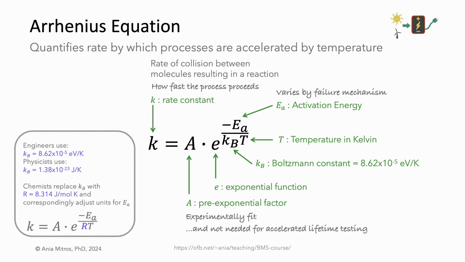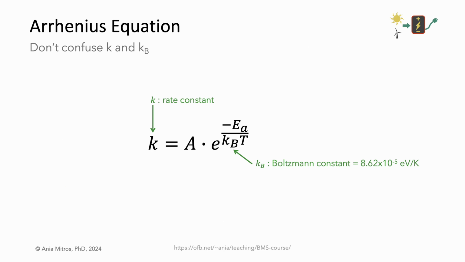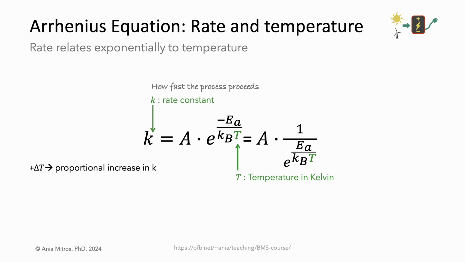Note that the Arrhenius equation also has another variation. Engineers and physicists tend to use the Boltzmann constant KB, while chemists use the universal gas constant R, with correspondingly different units for the activation energy, EA. Be careful not to confuse the rate constant K with the Boltzmann constant KB. Let's take a moment to notice the relationship between the rate K and the temperature T. Since temperature is in the exponent, a given change in temperature T causes an exponential increase in K.